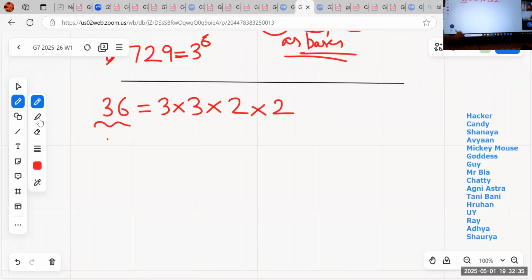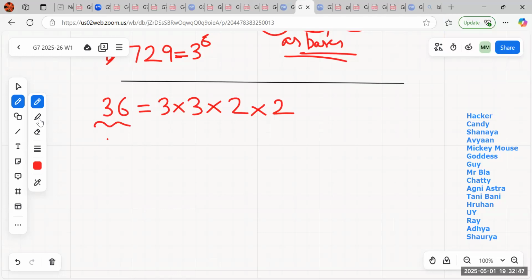I just gave you an example: suppose my number is 36 and I want to write this in exponential form. So first I will find its prime factors. Can you guys do the prime factors orally? Yes, sir. 2, 3.